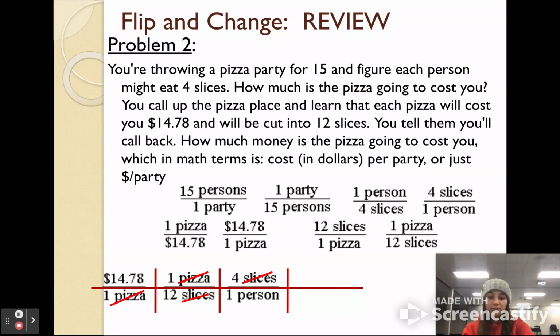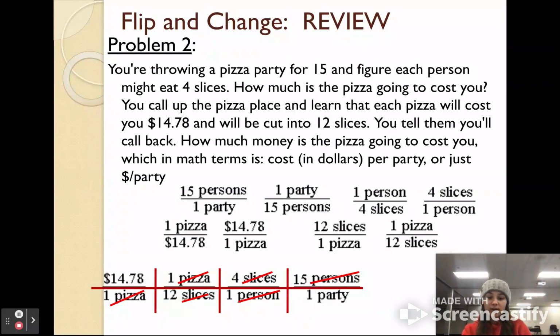So what conversion factor can I use to cancel out persons? If you said 15 persons per one party, you are correct. So my persons cancel, and I'm left with dollars over parties at the very end. So that's a good way to check I know I've done this correctly because I have dollars per party. Now what I'm going to do, I'm going to multiply everything up top, divide by everything in the bottom.